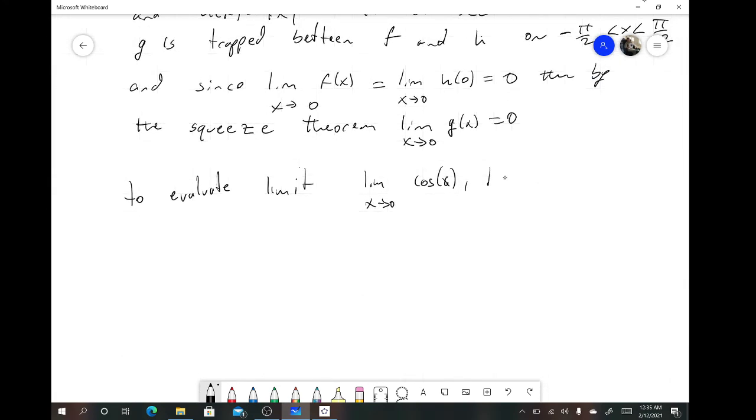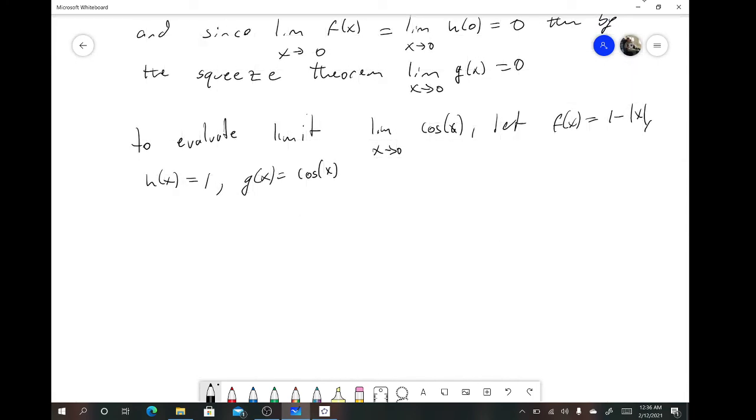So we have f of x equals 1 minus the absolute value of x, h of x equals 1, and g of x equals cosine of x. Now what we have here, if I attempt to draw it between the interval, let's say this is pi, this is minus pi. If we attempt to draw it, remember that the cosine wave goes down and then back up.